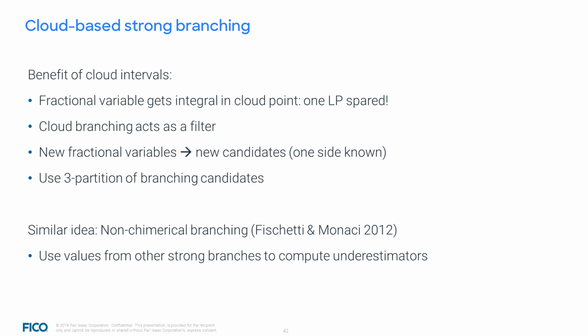Here, the main benefit of cloud intervals shows up when a fractional variable gets integral in one of the cloud points. In this case, solving the corresponding strong branching LP is not necessary anymore, because it will give a zero objective change. In other words, cloud branching acts as a filter for strong branching. On the other hand, new fractional variables might occur when exploring additional LP optima. This provides new branching candidates, for which one of the strong branching values is already known. This is similar to the idea of non-chimerical branching, which uses values from other strong branches to compute underestimators for strong branches that haven't been performed yet.